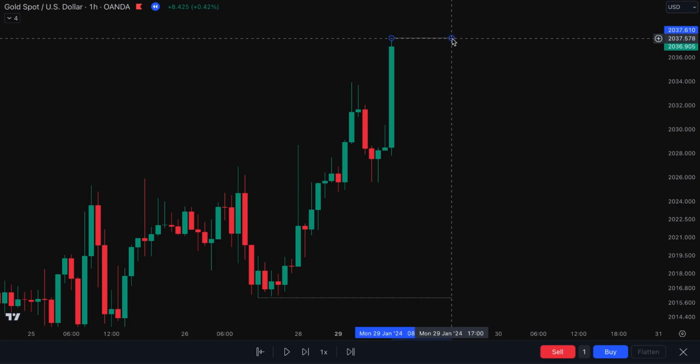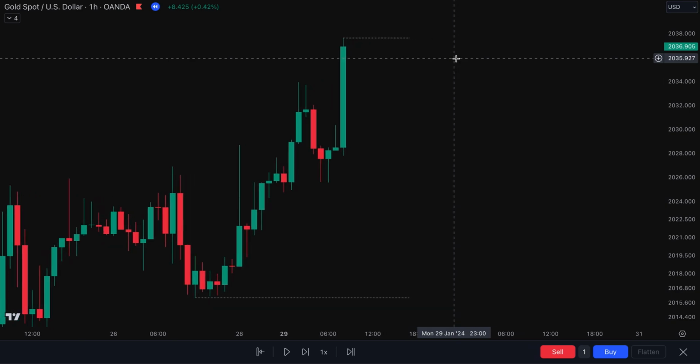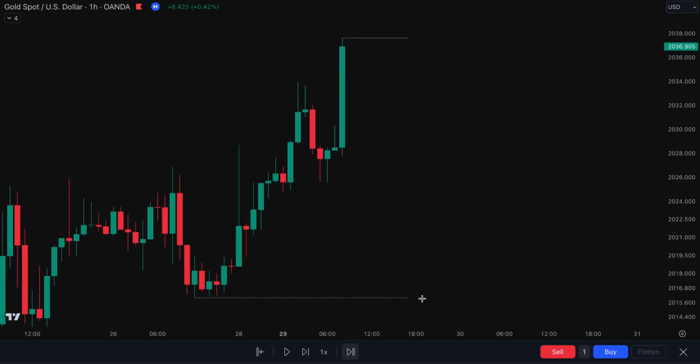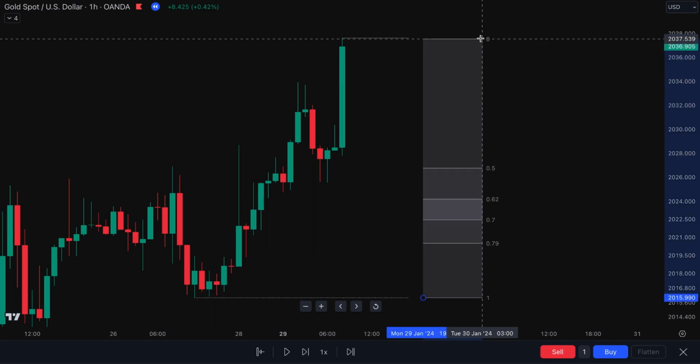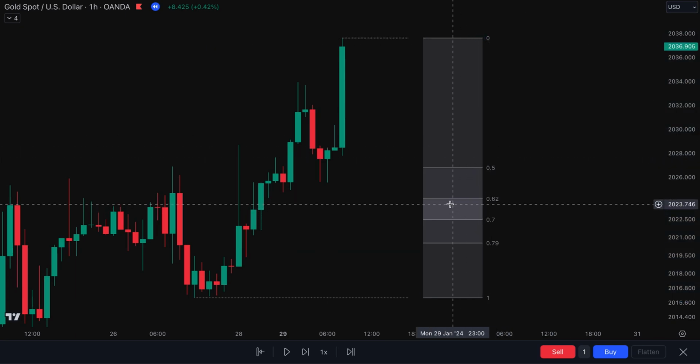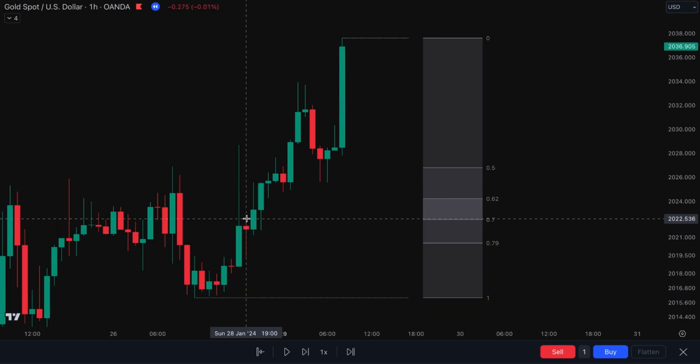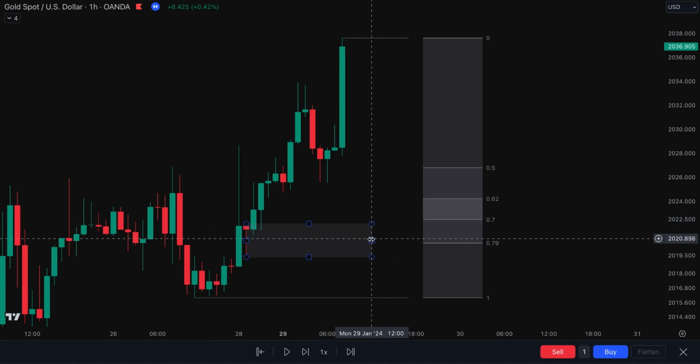And I was looking for buy opportunities, so I take the Fibonacci retracement tool and draw it from the bottom to the top and look for order blocks or fair value gaps in the discounted area, more specifically in the OTE range. And as you can see, we have this order block right here, which also aligns perfectly with the 0.7 Fibonacci level.